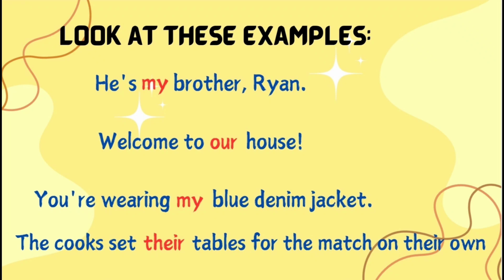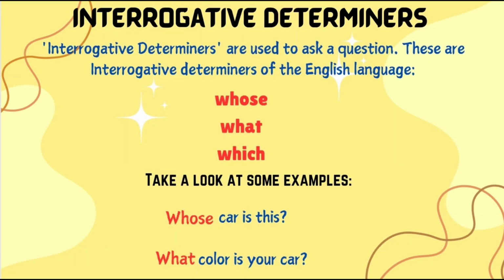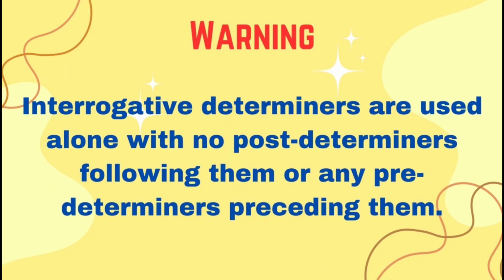Next is interrogative determiners. Interrogative determiners are used to ask a question. So the important interrogative determiners of the English language are whose, what, and which. See the examples. Whose car is this? What color is your car?